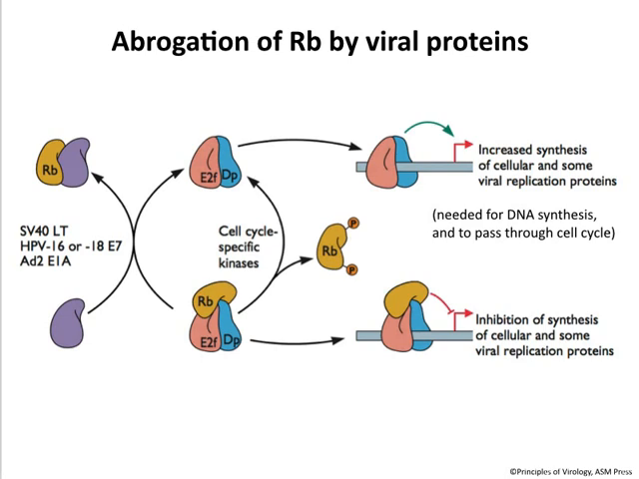RB controls the cell cycle by acting at promoters for genes that are needed for DNA synthesis and passing through the cell cycle. RB is a target of the large T antigen of SV40. The similar antigens of human papillomavirus are called E7, and a protein of adenovirus is called E1A. They're shown as purple proteins here. They bind RB and they sequester it so that all of these genes are activated. So when SV40 or HPVs or adenoviruses infect the cell, they sequester RB through their T antigens, and it's the first protein that they make, right?